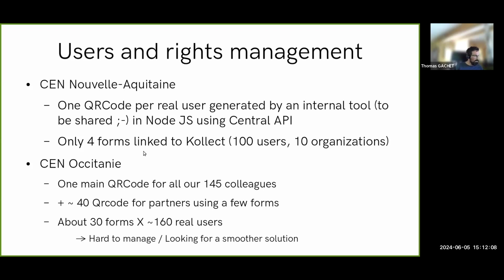Okay. So in Occitanie, it's not the same. Maybe it's a bad habit, and we will have to change that. But we have only one main QR code for all our colleagues. We are now more than 100 people using ODK daily, and so one QR code for all our colleagues, and about 40 QR codes for partners using a few forms.